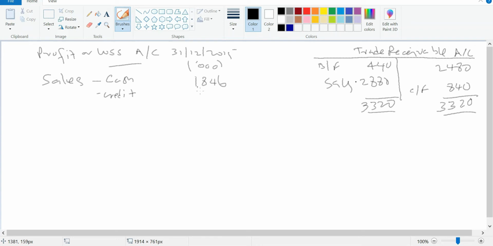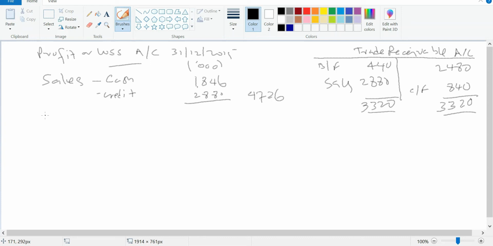So you can say credit sales are 2,880,000. So how much is the total sales? 1,846 plus 2,880 is 4,726. 4,726 will be your sales. Is that right? Now we will move on to the cost of sales.